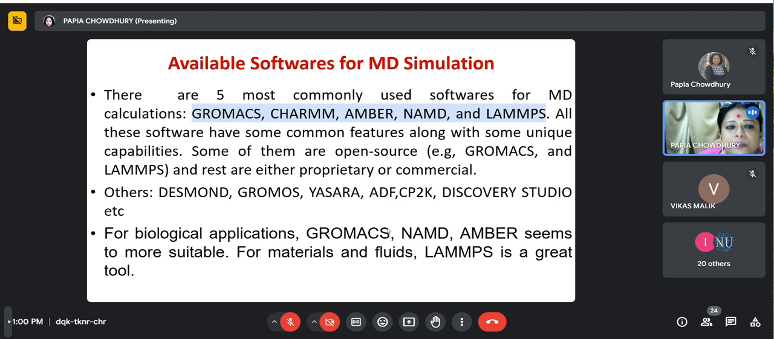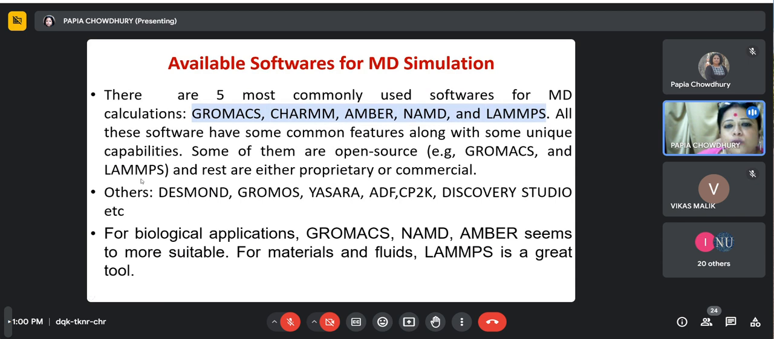There are many software packages to deal with MD simulation available in the market, and there are 5 mostly commonly used ones. They are GROMACS, CHARMM, AMBER, NAMD, LAMMPS. Some of these are free, or open source, mainly GROMACS and LAMMPS. But the rest, CHARMM, AMBER, you have to buy commercially.